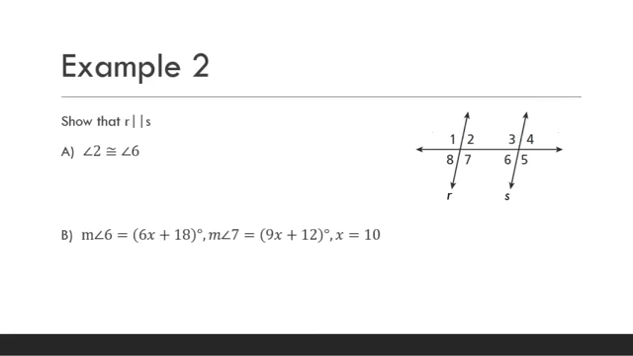In example 2, it asks us to show that line R is parallel to line S, and they've given us two different scenarios. In the first one, they told us angle 2 is congruent to angle 6, and in the second one, they said the measure of angle 6 is 6x plus 18, the measure of angle 7 is 9x plus 12. They told us x is 10. So why don't you pause the video and try those two examples, and then hit play to see if you're right.